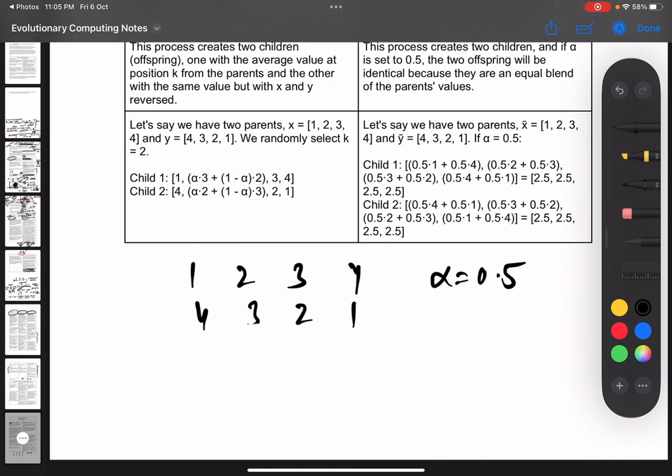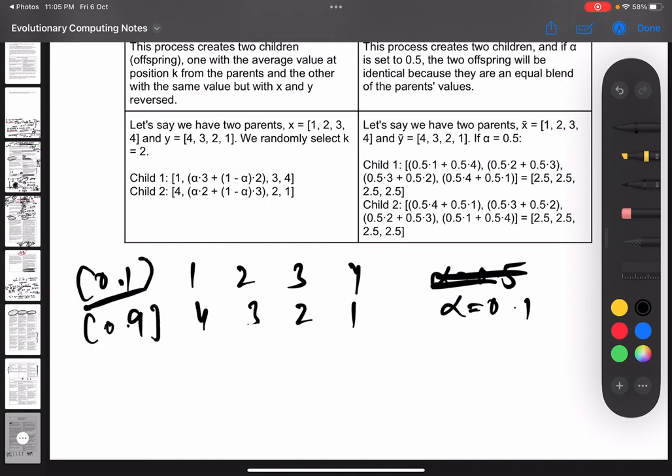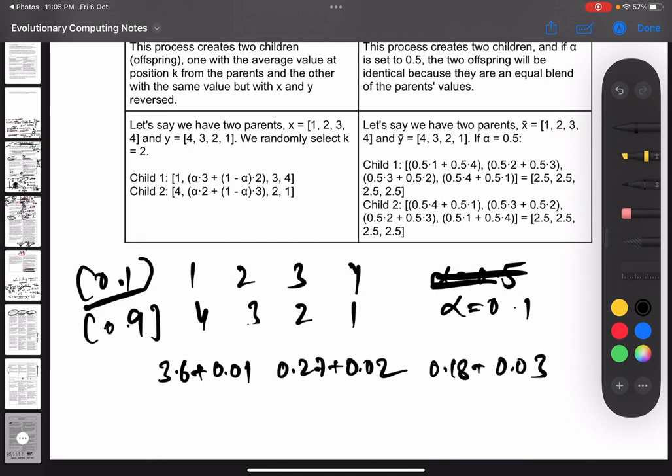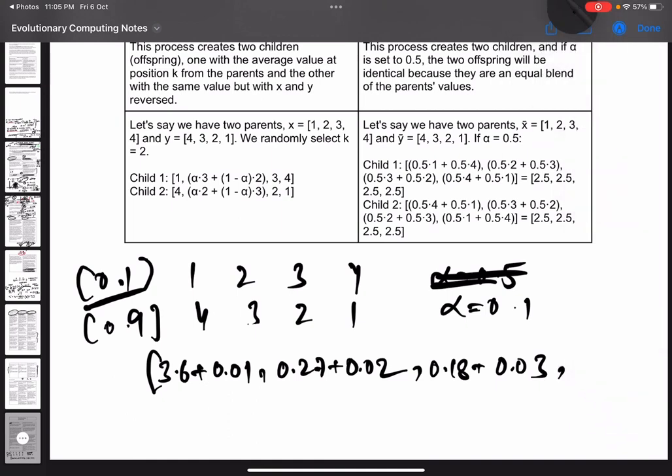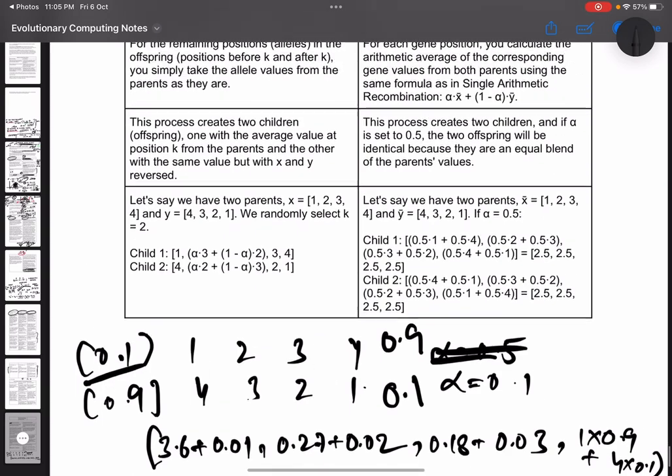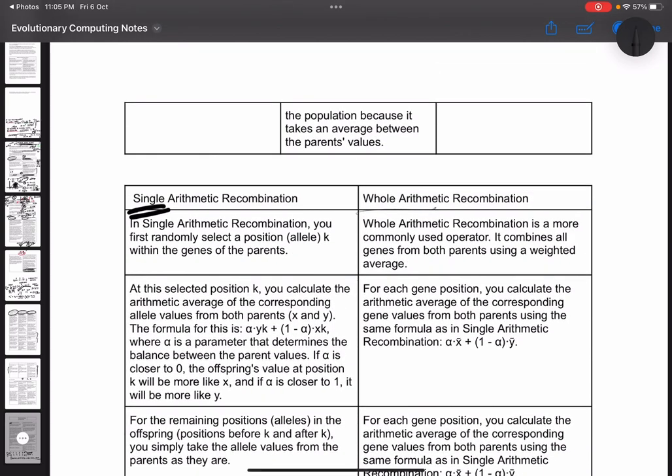Now if we take our alpha as 0.1, what we can do is take this parent to be the lesser dominant. This parent will have 0.9 contribution, this parent will have 0.1 contribution. So this will be 3.6 plus 0.01, 0.27 plus 0.02, 0.18 plus 0.03. These are all different dimensions. 1 into 0.9 plus 4 into 0.1, and you can calculate accordingly. And for the second offspring, we will take this as 0.9 and this as 0.1. So I hope you're able to understand the two types of arithmetic recombination we can do.